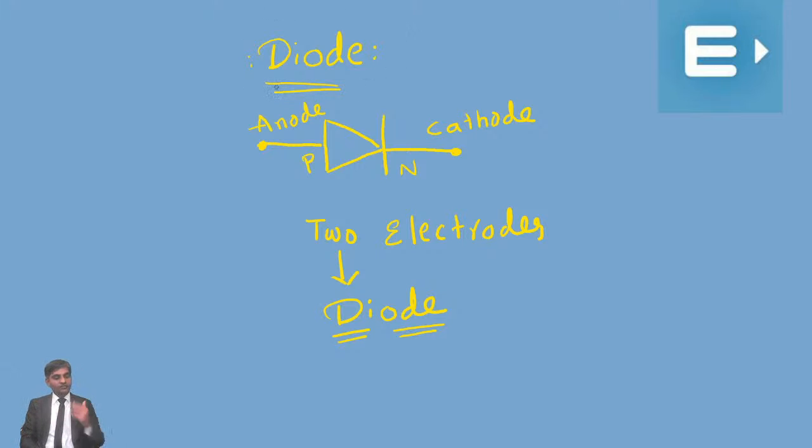But many of the students don't even know this small logic. So I am here to explain each and every point from the basics. Because if your basics are very strong, you can perform very well in the examinations, sir. That is the reason why a diode is called a diode.